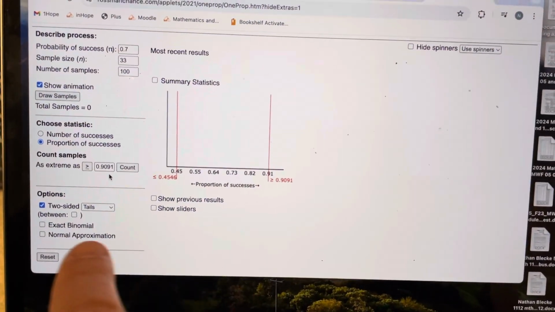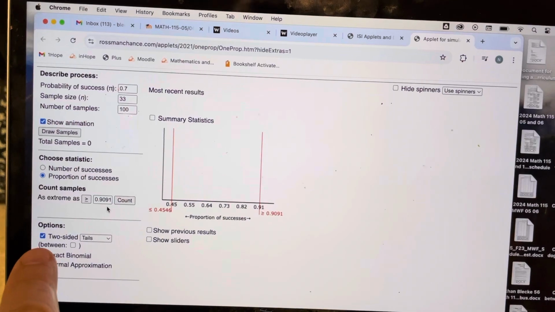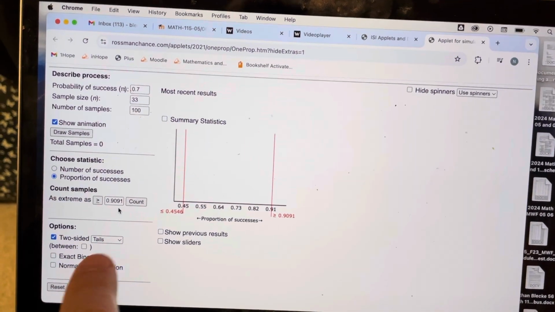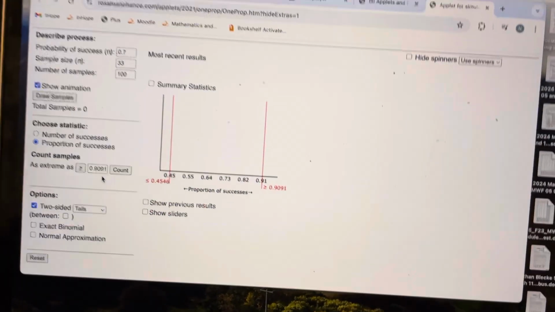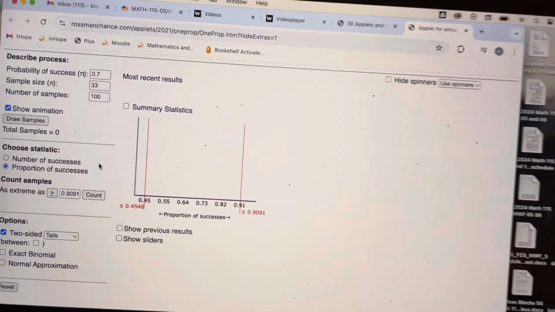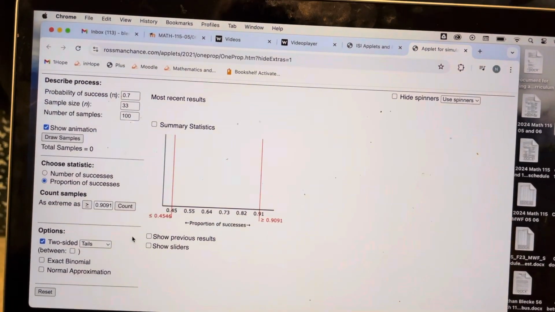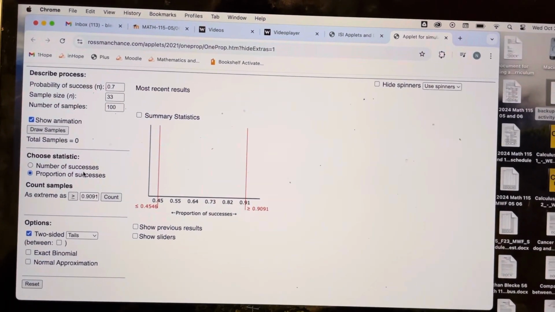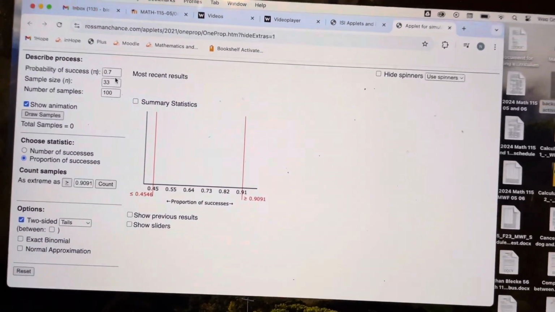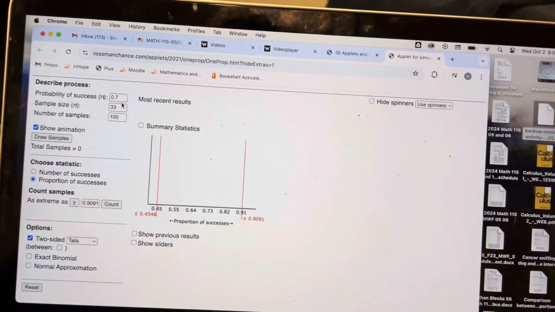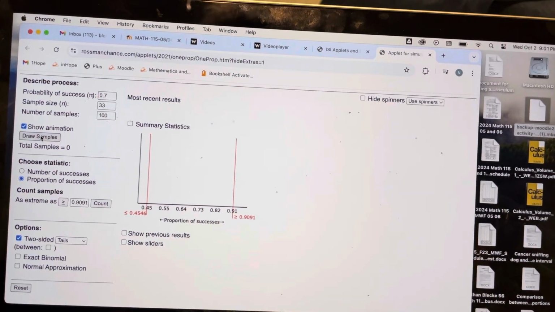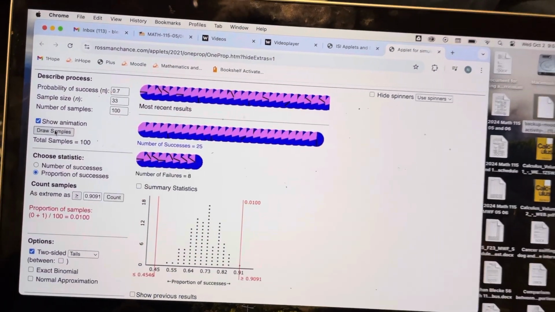I did not know this, but if you click two-sided and you have it set in tails, the p-value you get will behave appropriately. So my apologies for that. Let's put our 0.7. We're going to draw samples, and we're trying to simulate creating the confidence interval.